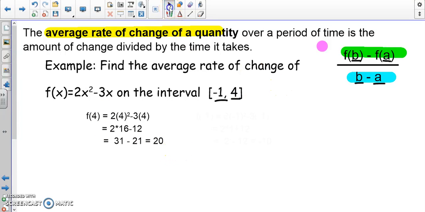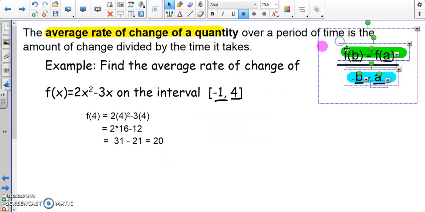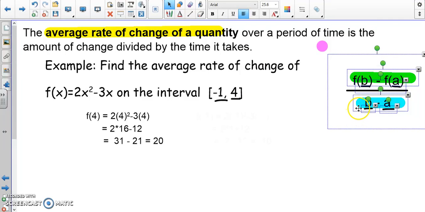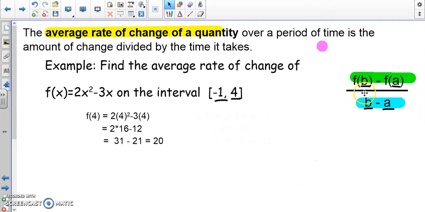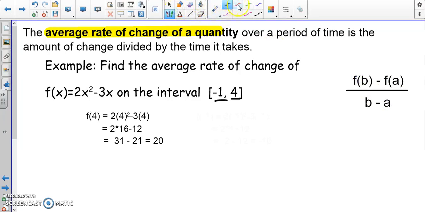So when we think about our difference quotient over here, right? When we think about that, that tells us that we know 2 of our quantities. That tells us we know the quantity f of b, we're going to put in 20, and b is going to be our 4, okay?